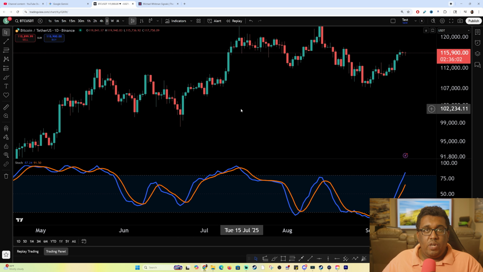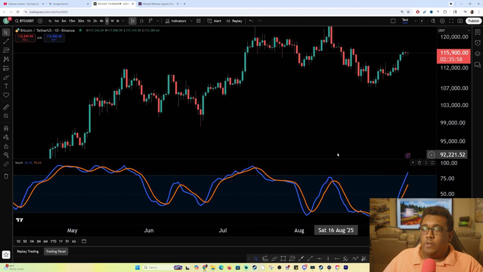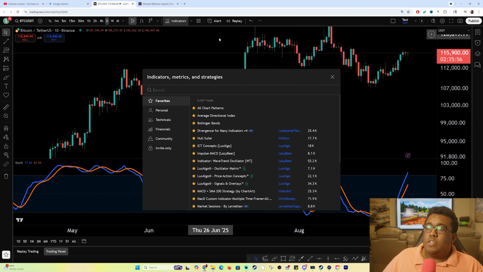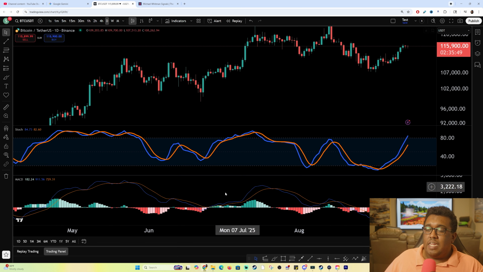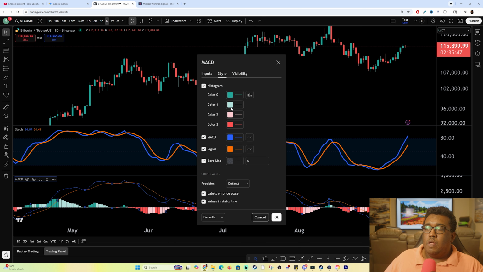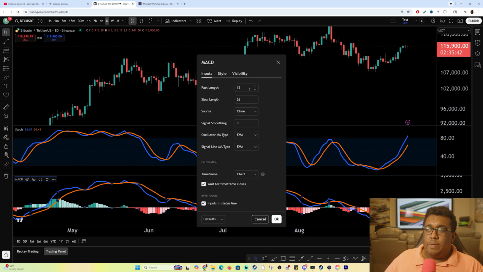Now, next up, we're going to be adding 2 indicators to stop you guys from falling into all these traps that happen along where it's a false breakout and things like that, okay? So go back over here to Indicators, Metrics, and Strategies and add the MACD onto your chart as well. Give it a gold star if you guys haven't already. 2 things here. Make the lines thicker like before. Nice and easy.